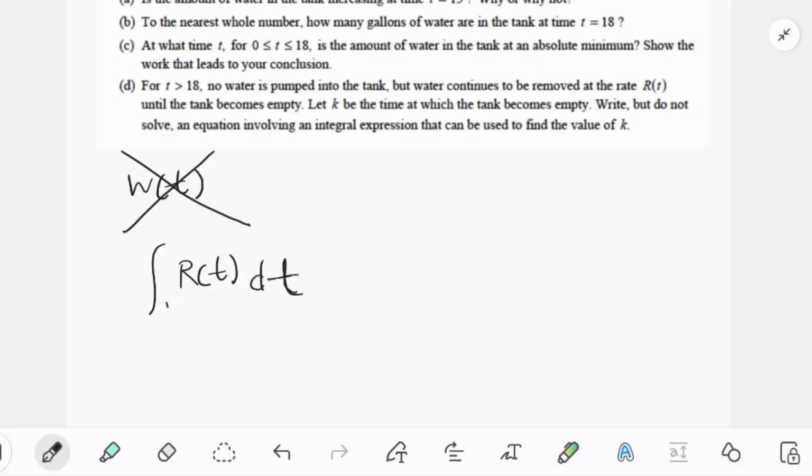The lower limit will be 18 because that's when water will start to be removed, and the upper limit is k because that's when all water has been removed, or in other words, when water stops being removed. By the time t reaches k, all 1310 gallons of water that were present at time t equals 18 should be removed. And therefore this equation is the answer to part D.